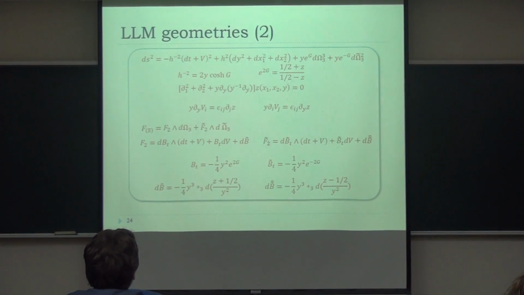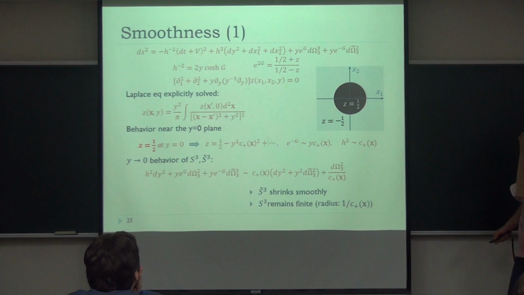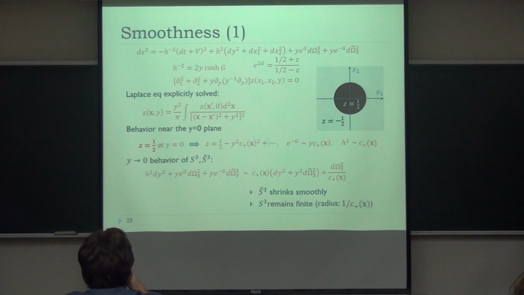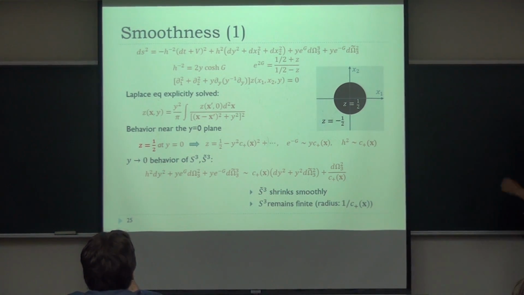Okay, so the full thing is like this. I just wrote it down for completeness. And okay, smoothness. So let me look at some smoothness in more detail. As I said, you have some function z which is satisfying this Laplace equation, and this Laplace equation can be exactly solved in terms of some integral over the y equals 0 plane. So you have some propagator, and given some z on this plane, it's propagating to wherever you are.